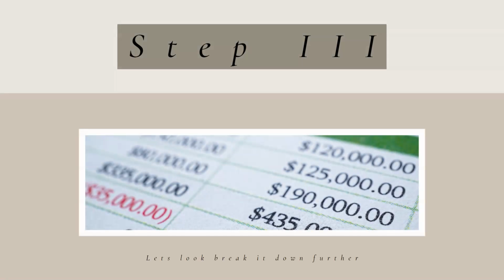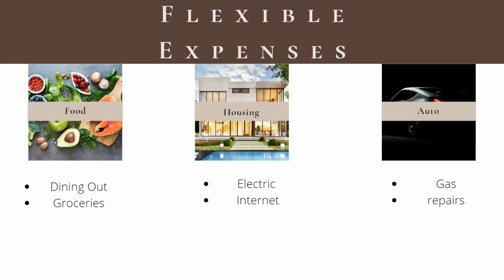So next we'll go into step 3, and then we're going to break down those broad categories even further. And this is what's going to take time, with you having to track expenses and seeing what you're really spending money on, and then kind of break it down from those examples. I've taken my food category and broken it down to dining out and groceries. Housing, I've put in electric and internet. And then auto, I put in gas and repairs. And these are just a few things to start thinking about when you want to break your budget down even further.